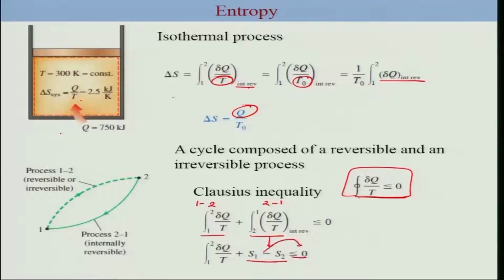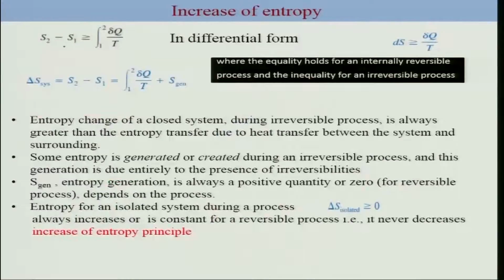Now you can take it here, you can write this expression in terms of this, okay? So that means your change in entropy between these two must be greater than or equal to the integral from 1 to 2 of del q by T, okay? And this can be written in a differential form, which we have already mentioned.